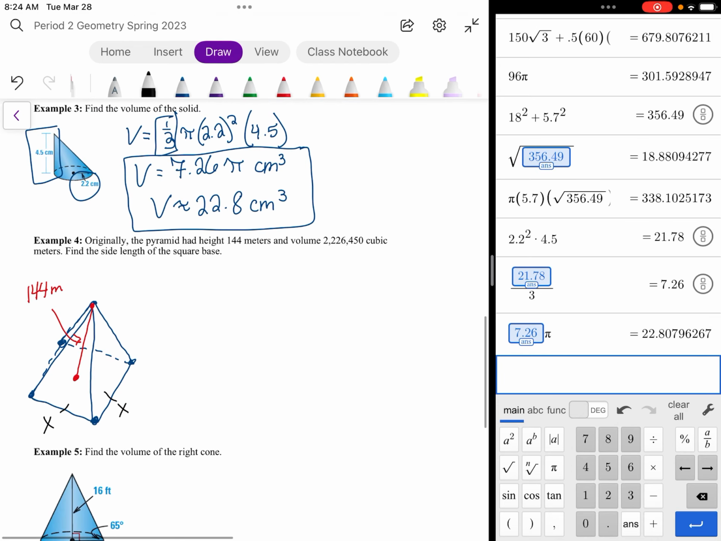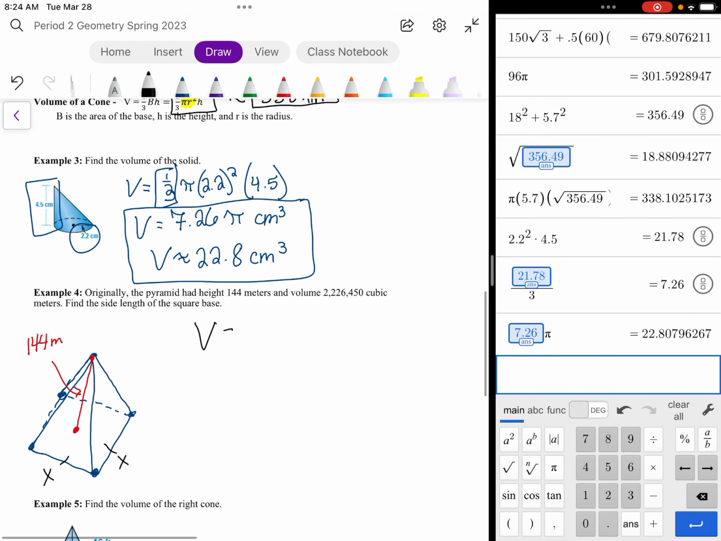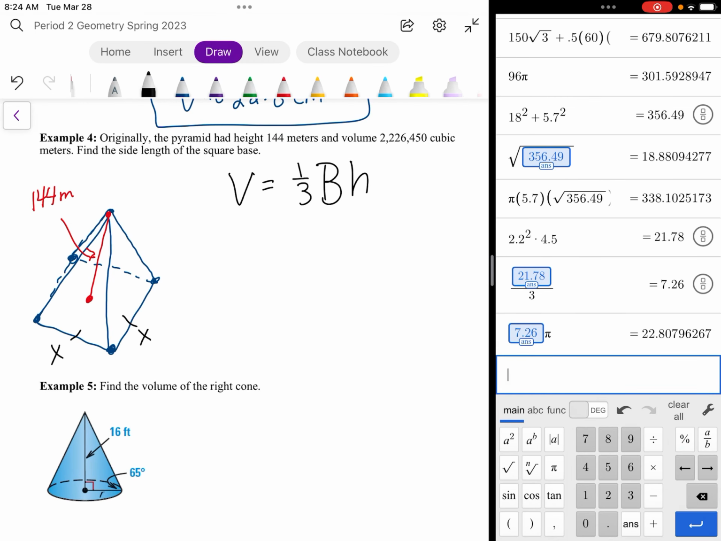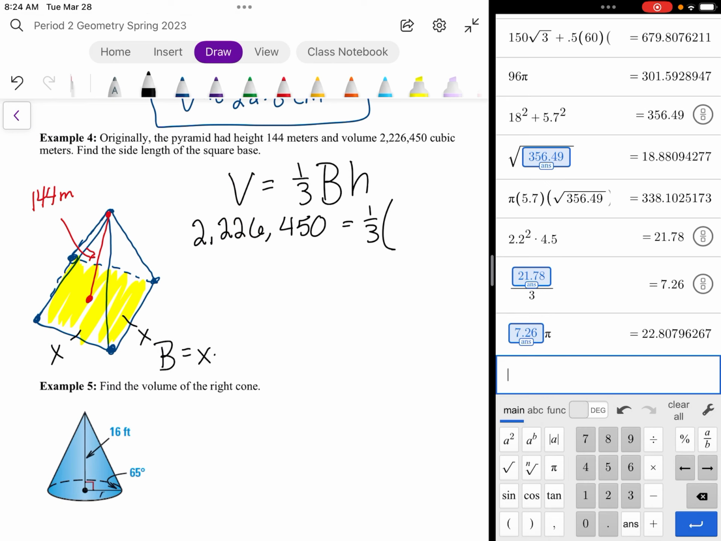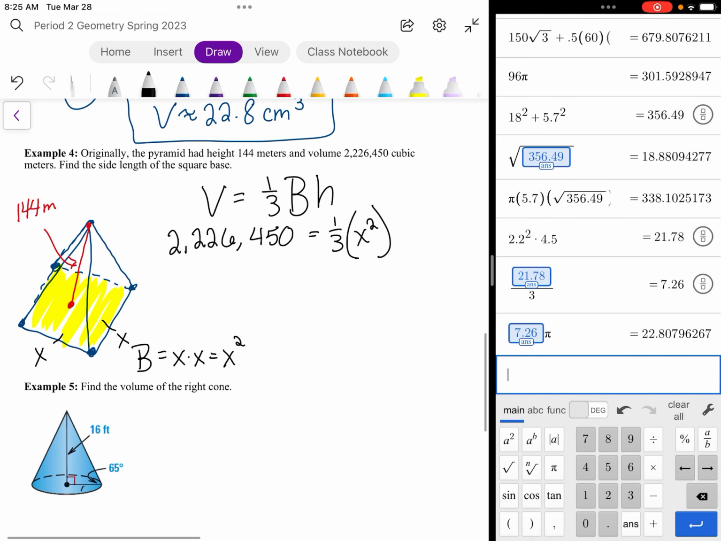If you don't remember, the volume formula for a pyramid is 1/3 the area of the base times the height. They gave us the volume, which was this really big number, 2,226,450 cubic meters. Now we need to find the area of the base. We don't know the side lengths, but we know it's a square, so we multiply the side lengths together. x times x gives us x squared. They gave us the height, 144, and we need to solve for x.